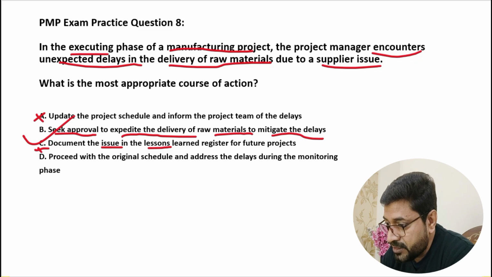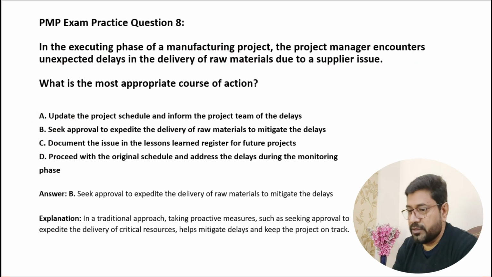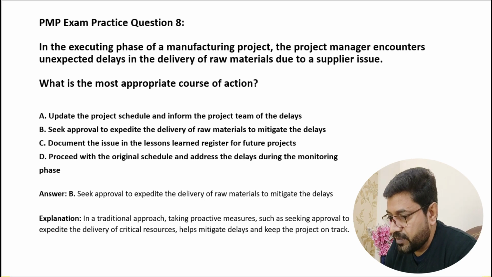Proceed with the original schedule and address the delay during the monitoring phase. That will be too late, so not the right option. So B is the best option. Let's look at the answer. Okay, very good. So seek approval to expedite the delivery of raw materials to mitigate the delays. In the traditional approach, taking proactive measures such as seeking approval to expedite the delivery of critical resources helps mitigate delays and keep the project on track. Very good. So I hope you are going right.